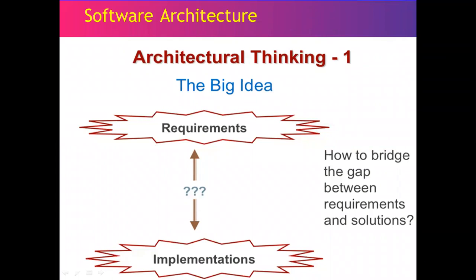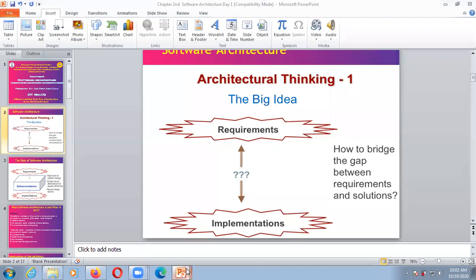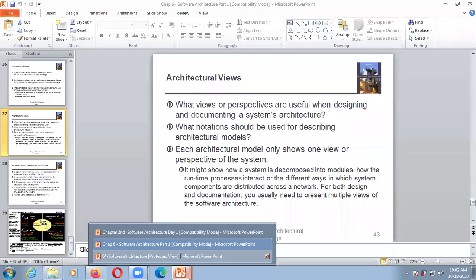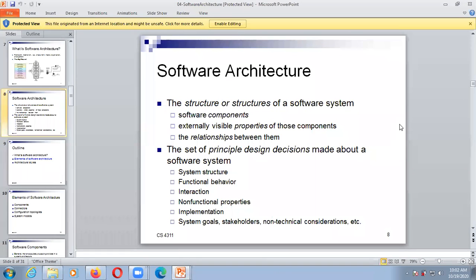So, what is software architecture? Software architecture is the structure of a system or software system. It consists of software components, the externally visible properties of those components, and the relationships between those components. It is a set of principles and design decisions made about a software system.